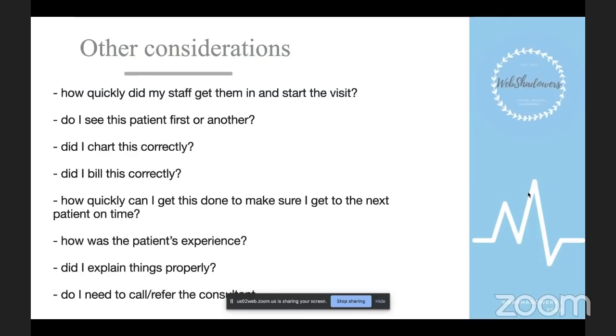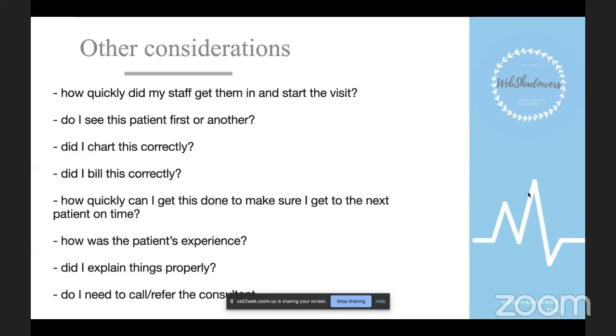Other considerations about primary care in general, and this is all part of it. I mean, it's not just medicine. Being a physician is so much more than that. It's how quickly did my staff get them in and start the visit? Do I see this patient first or another? How acute is this patient? Do I skip the first patient because they're probably not as serious as the next patient and come back to them? Did I chart this correctly?